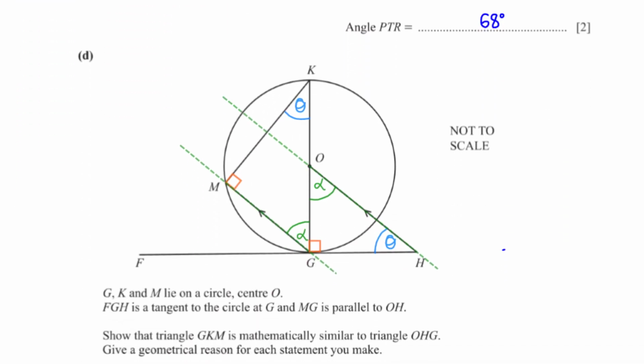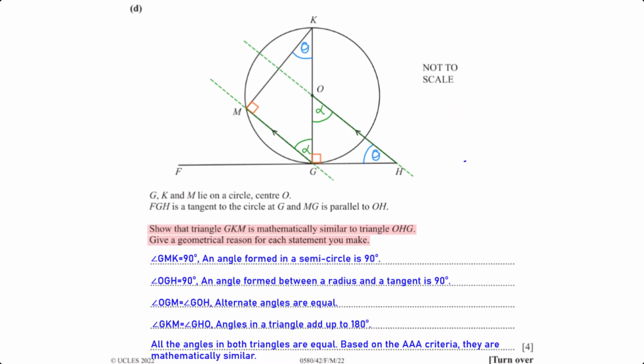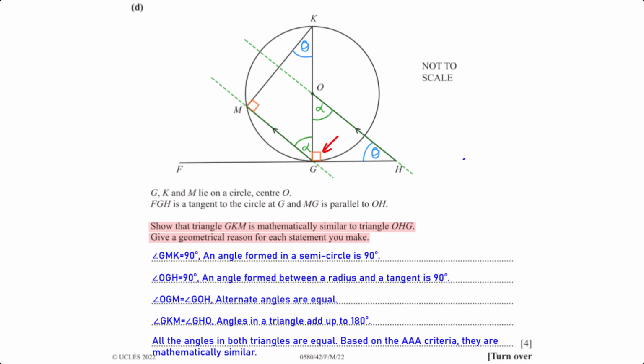G, K, and M lie on a circle center O. FGH is a tangent to the circle at G, and MG is parallel to OH. Show that triangle GKM is mathematically similar to triangle OHG. Give a geometrical reason for each statement you make. An angle formed between a radius and a tangent is 90 degrees, so angle OGH is 90 degrees. Angle GMK is also 90 degrees because an angle formed in a semicircle is 90 degrees.